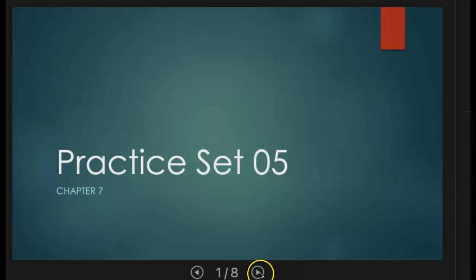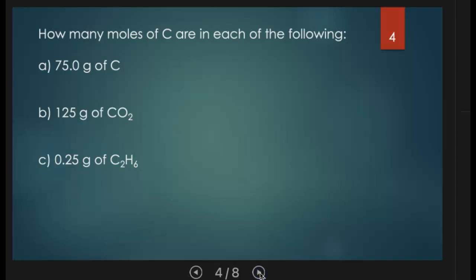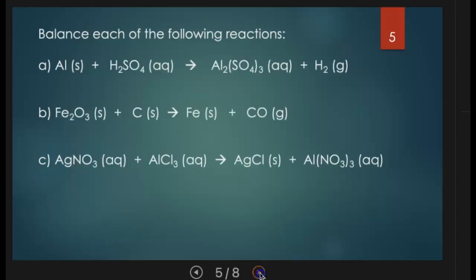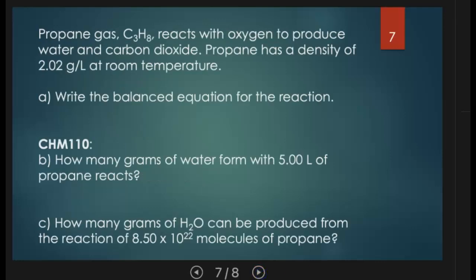Okay, practice set 5, and we've completed quite a bit here. So we've done all of these as I'm going through them. In this last one, we looked at balancing and reaction types, and that brings us to our first reactions and looking at calculations within the reaction.